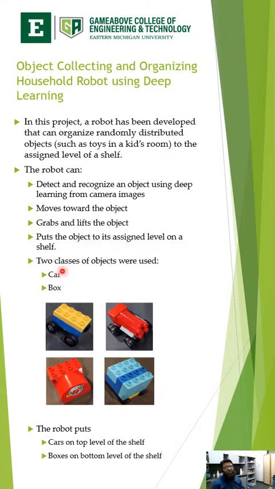In this project, two classes of objects were used. One is the car, another is box. Here you can see two images of car objects, and at the bottom, two images of box objects. The robot puts the cars on the top level of the shelf and boxes on the bottom level of the shelf.